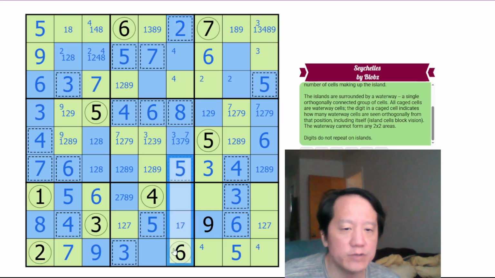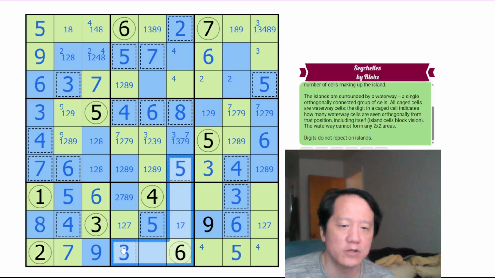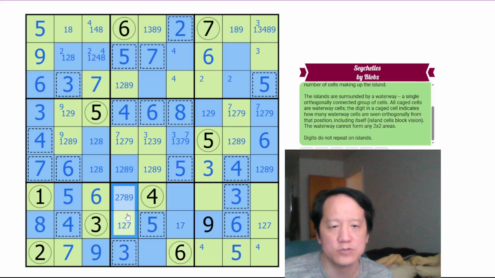Where is the 2 in box 8? Cannot be here or here because of 2's in the column and row. So 2 has to be one of these 2 digits, which eliminates 2 in the rest of the column.